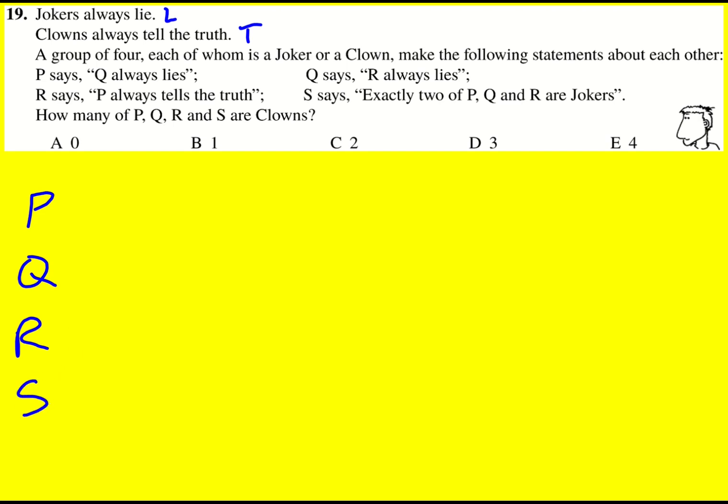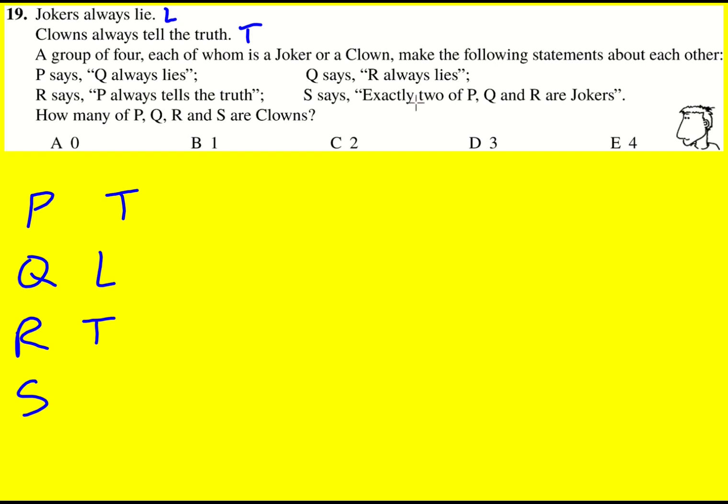So let's first of all consider P being a clown, so telling the truth. I mean, that's the key thing, really. So P is telling the truth. Because P says that Q always lies, and we're assuming P is telling the truth, that means Q does always lie, and therefore Q is going to be a joker. Q then says R always lies, but because we know they're lying, that means that R must be telling the truth. And finally, R says that P always tells the truth, which we know is true. So that actually all makes sense.